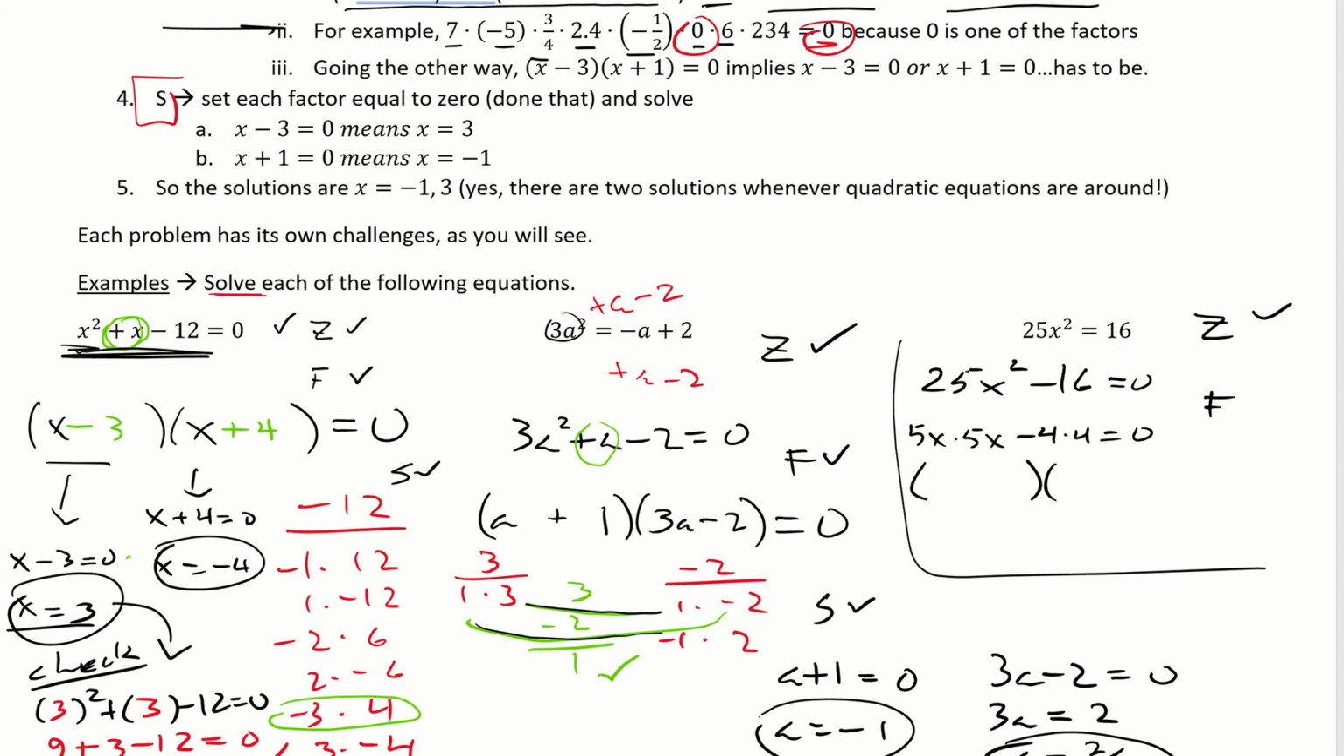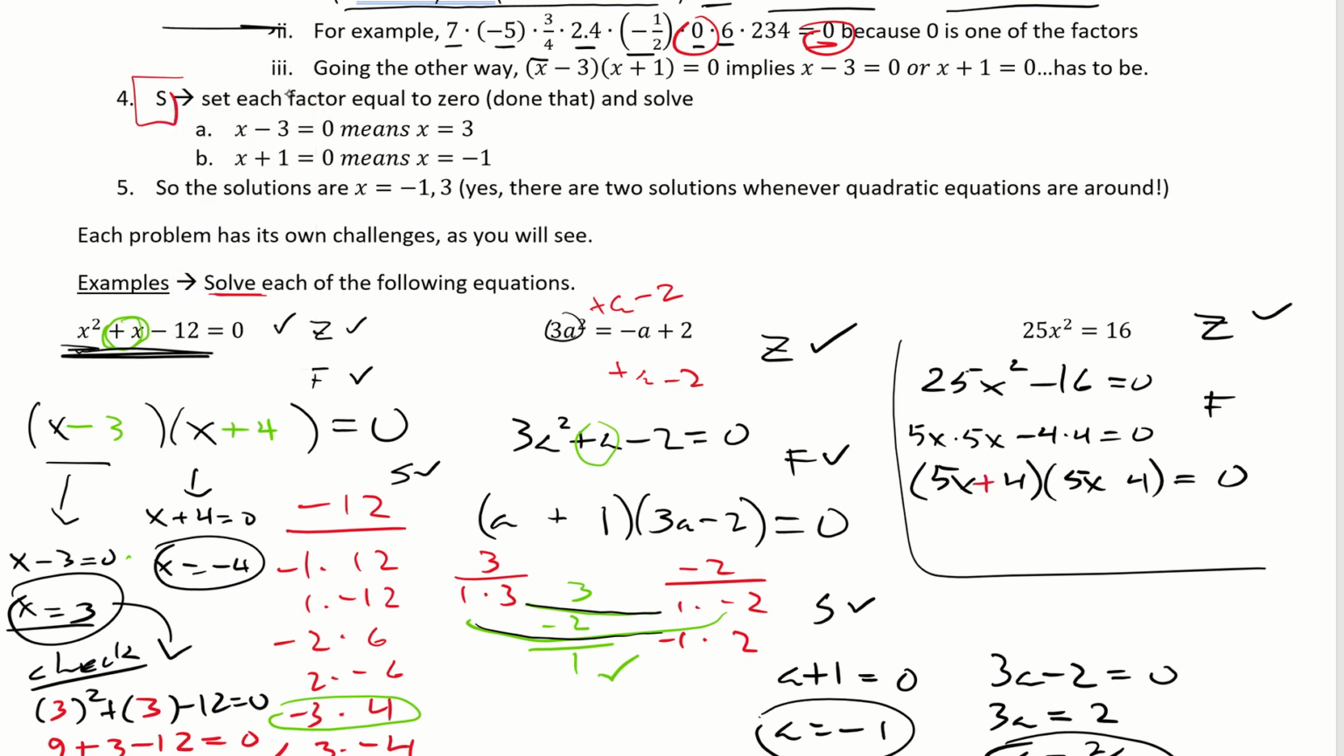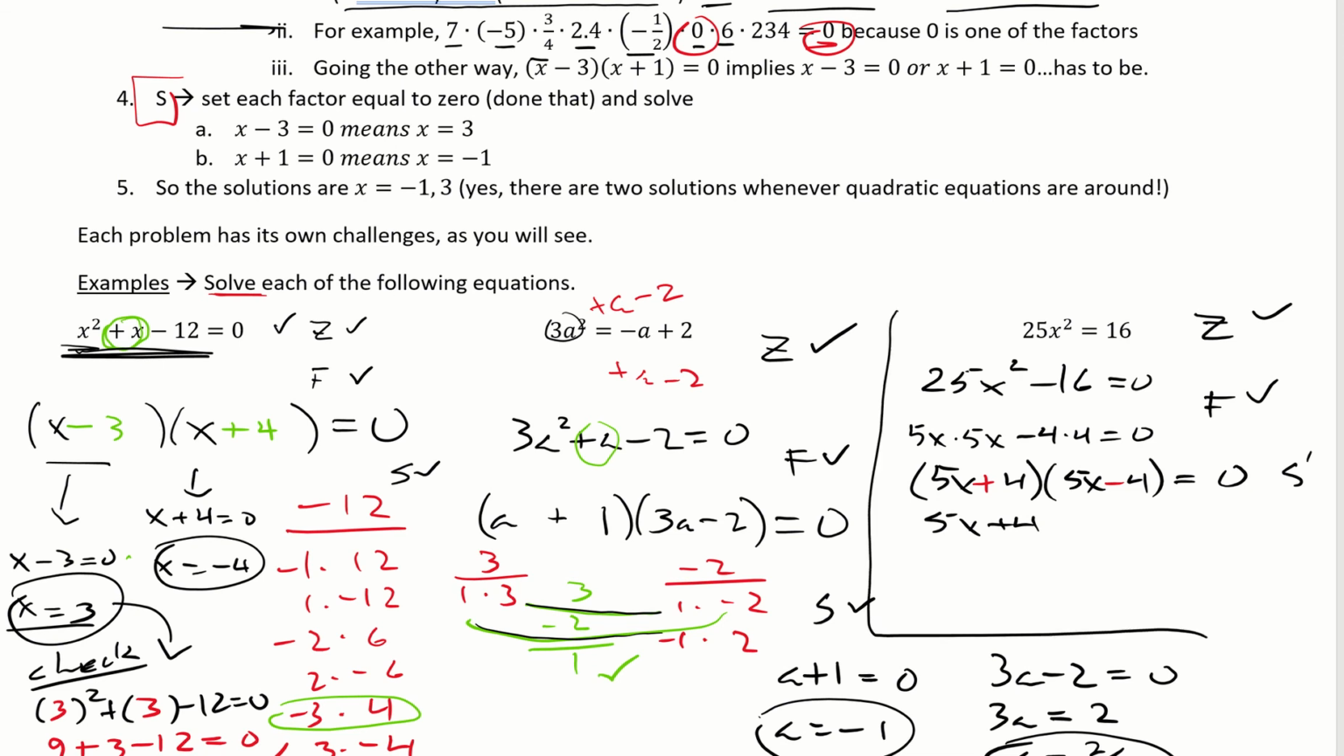Difference of squares. We've got 5x and 4. 5x and 4. Remember that stuff? So we go plus and minus. Okay. So then it's factored. And finally set each one equal to 0. So we go 5x plus 4 equal to 0. And 5x minus 4 equal to 0.